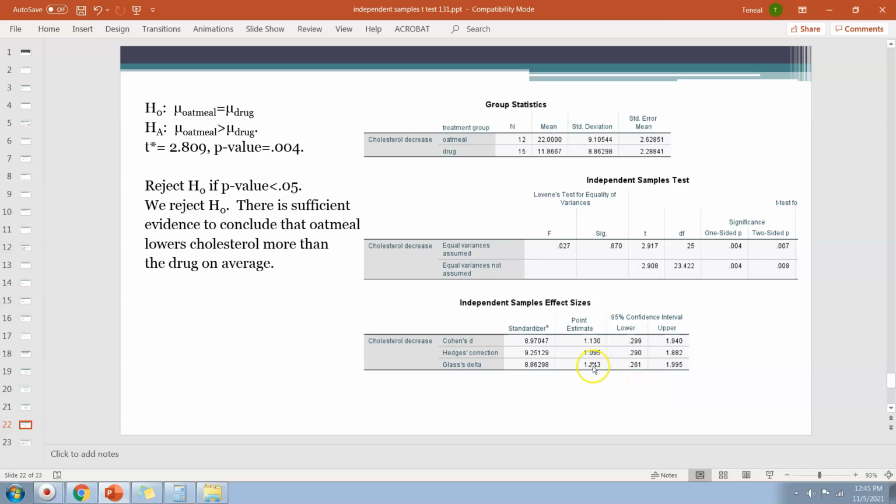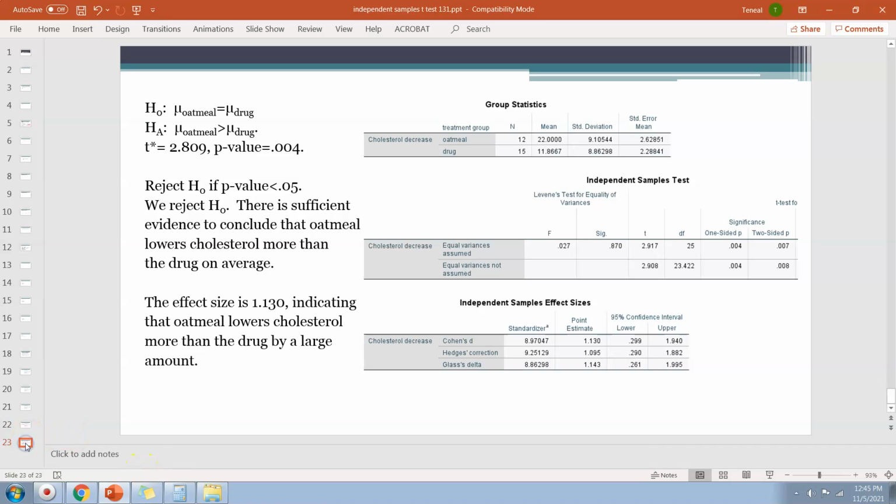And if we look at our Cohen's d, it is 1.13, which is a very large Cohen's d. So it looks like not only can we conclude that oatmeal does better than drugs, it looks like it does better by a good bit.